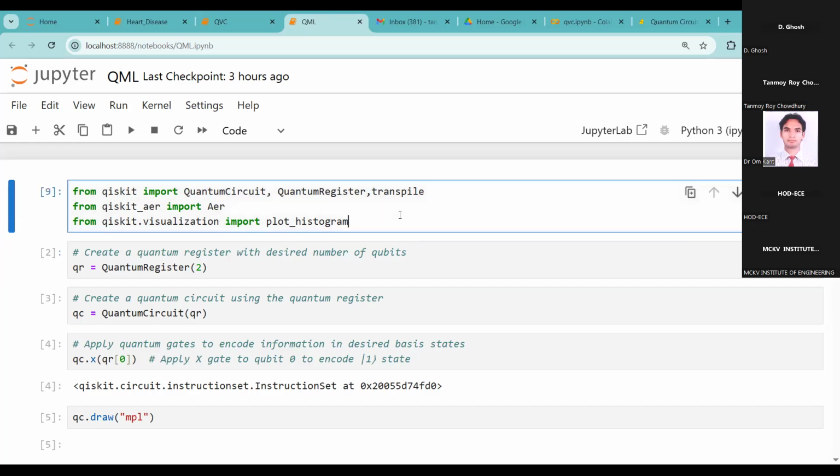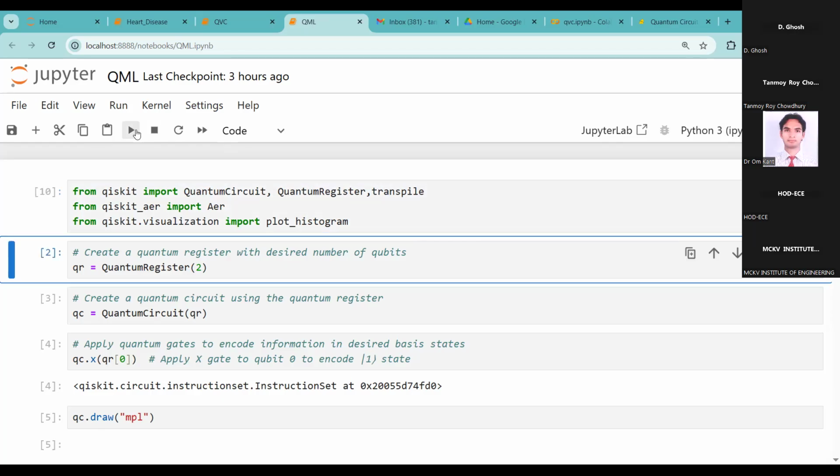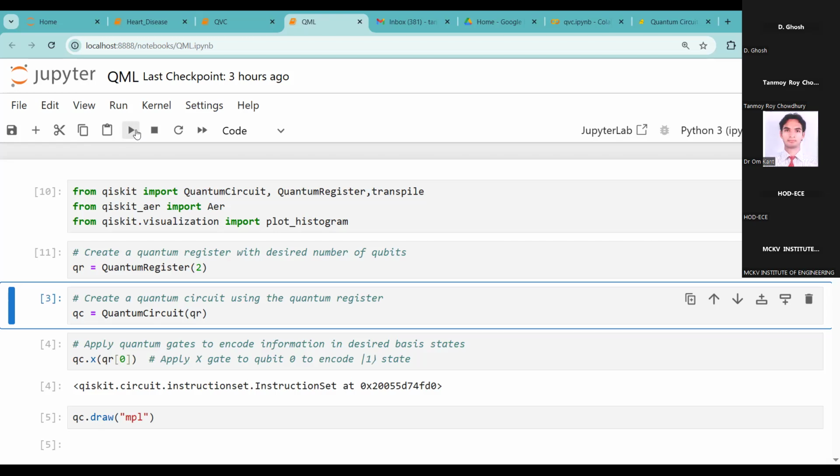I'm going to import all these libraries, and if you want this code, it is already available and I can share it. So look at this quantum register. We want two qubits to be there. So this is one.